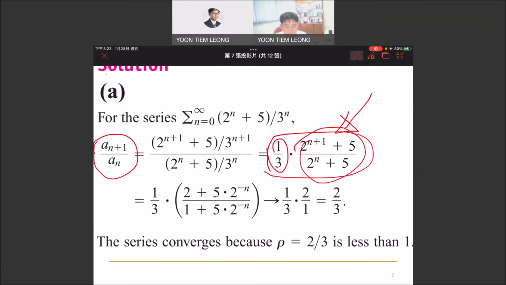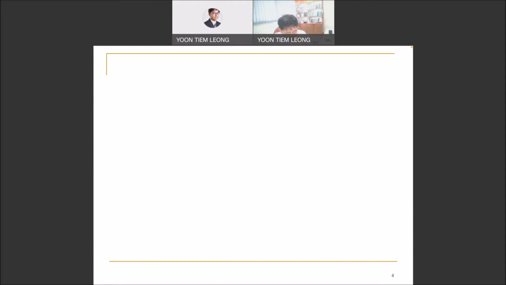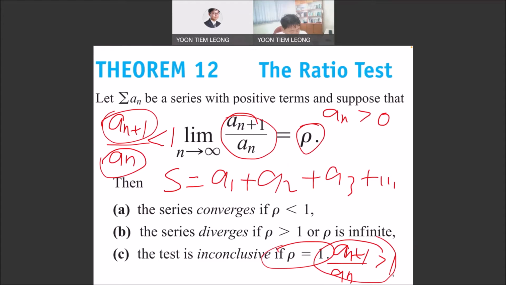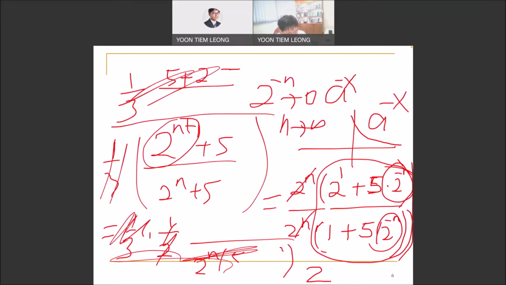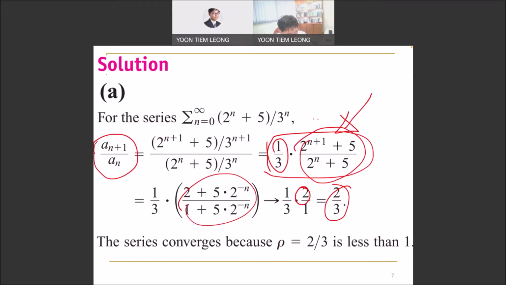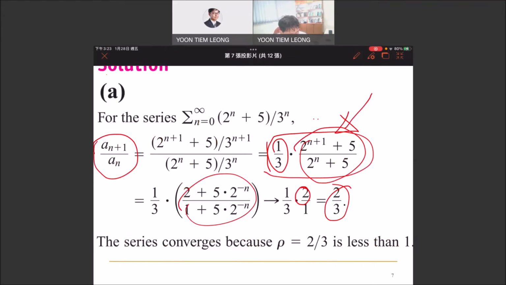But you have a factor of 1/3 outside. So this will give you a factor of 2. Then overall, the ratio of a n plus 1 divided by a n in the limit n goes to infinity is a number, rho, which is less than 2. Therefore, by the ratio test, rho less than 1 means a series that is shown here is going to be convergent. So that is the first.